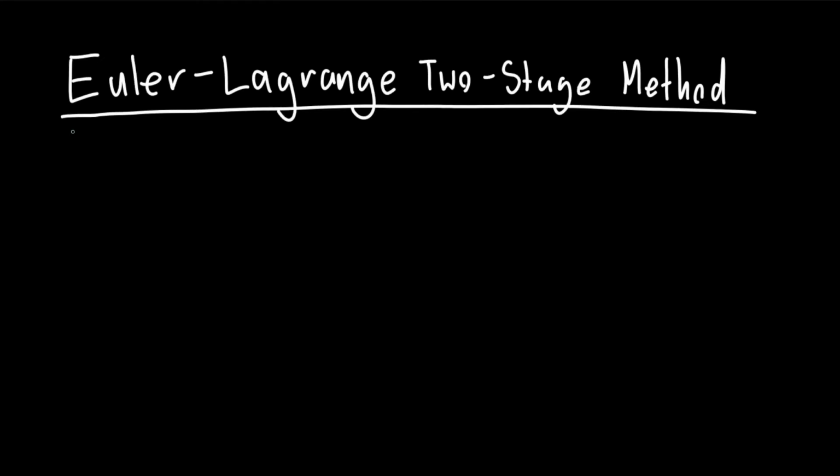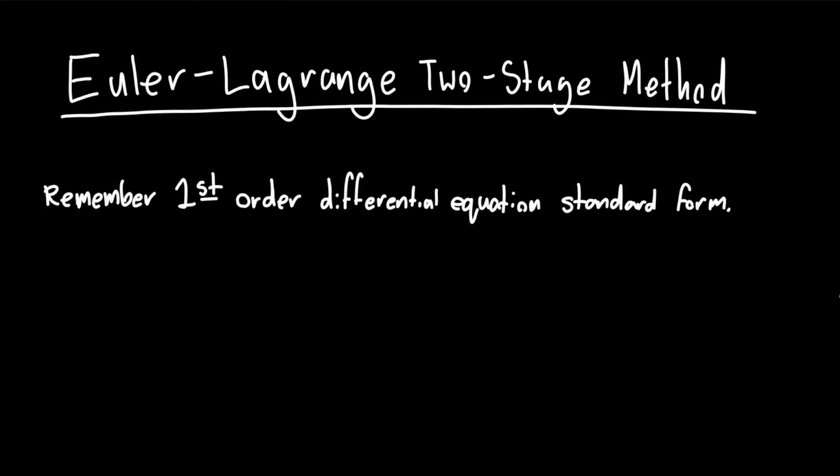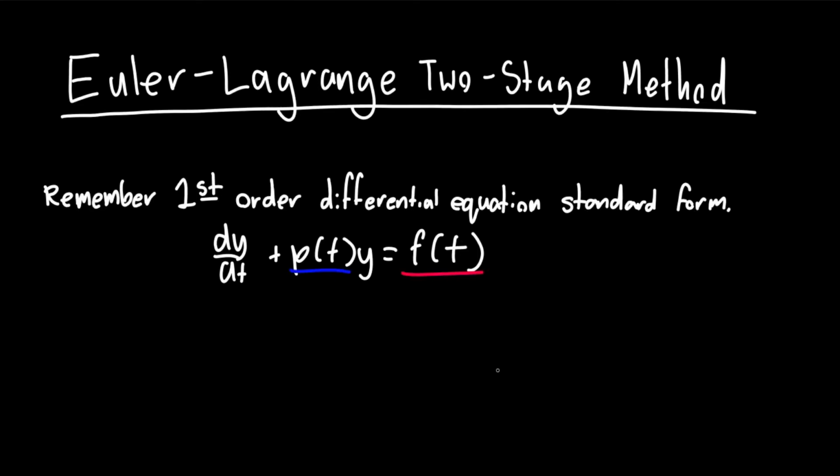Alright, so this is my video on the Euler Lagrange two-stage method. First things first, a little bit of setup. Remember the first order differential equation standard form, which is dy/dt plus p of t y equals f of t. And the core players here are going to be that f of t and that p of t.